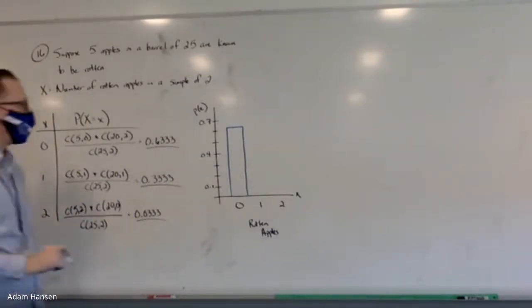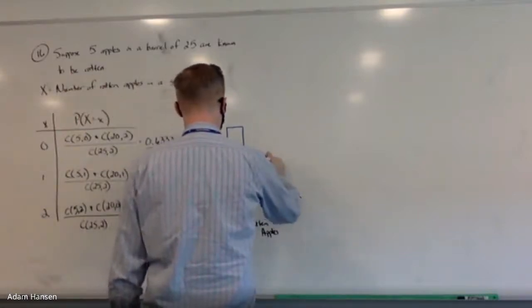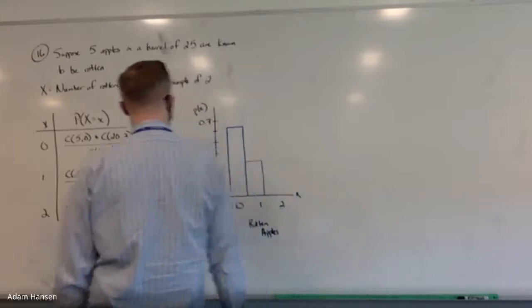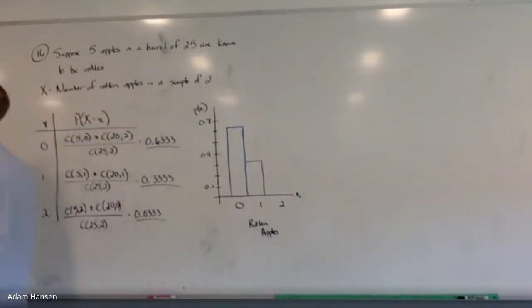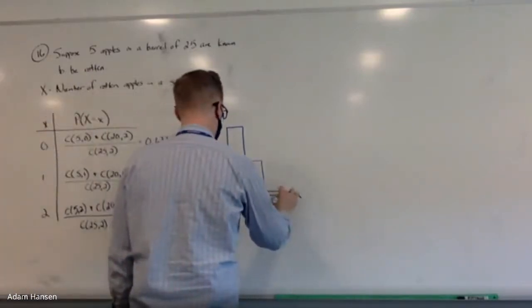1 rotten apple is 1/3 of the time. And then lastly, 2 rotten apples is 3 1/3%. So just a little bit here on the very end.